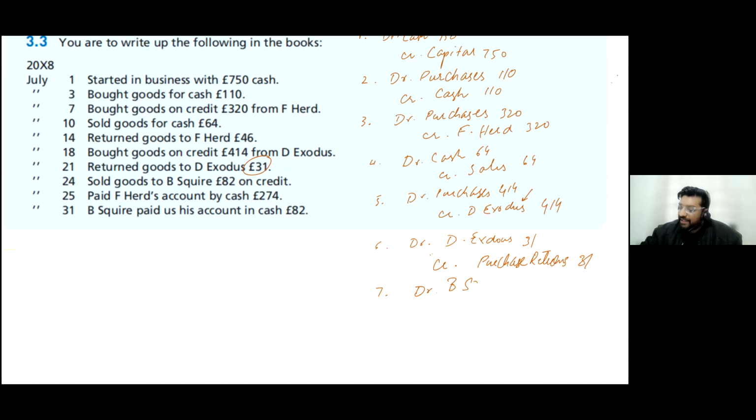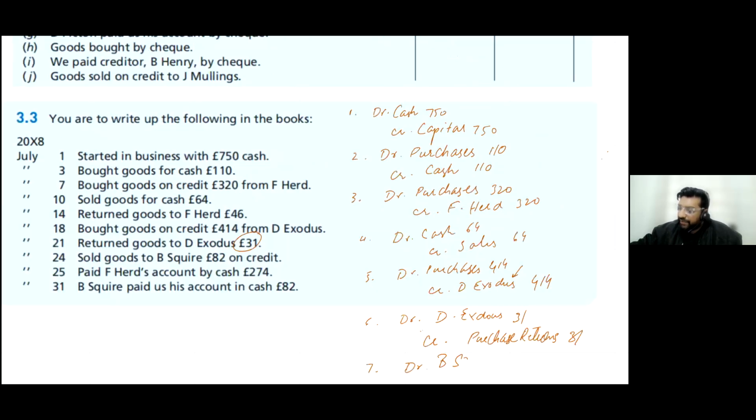So started in business with 750 cash. So we debit cash and we credit capital. Bought goods for cash, because we're buying goods. So debit purchases, credit cash. So purchases are increasing, so purchases debit and cash credit.